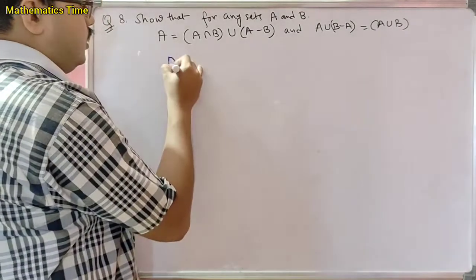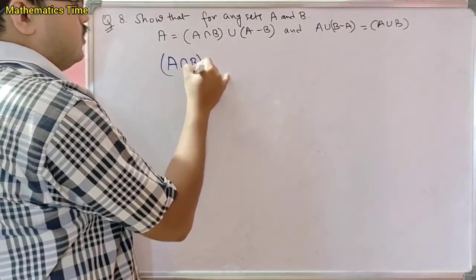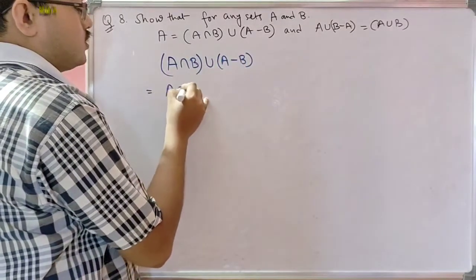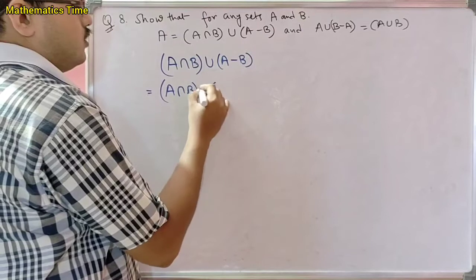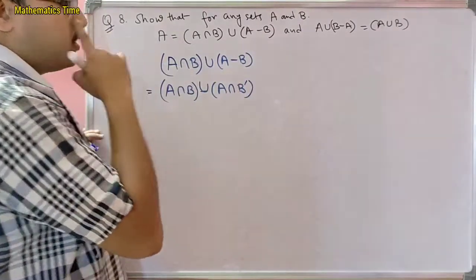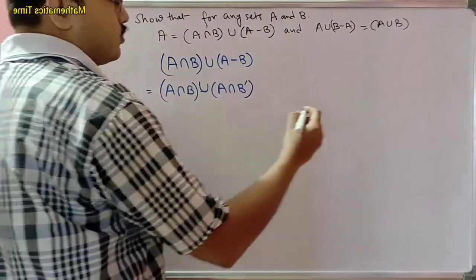So our next question states that for any sets A and B we have to show this: A intersection B union A minus B equals A intersection B complement. Can we write this? Let's check whether we can write this or not.